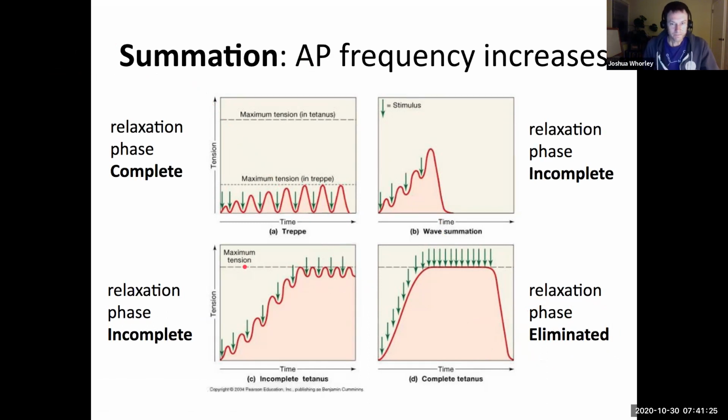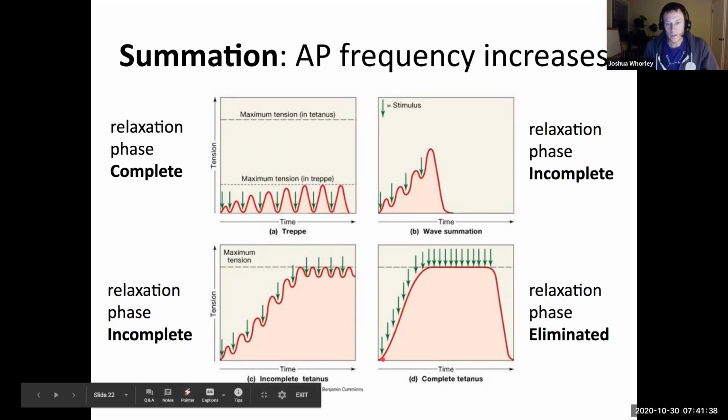So here we are at complete tetanus, right? Maximum tension is tetanus. That's when the muscle is producing the total tension it can. This is when you have eliminated the relaxation phase. Here you haven't even allowed the relaxation phase to occur, because look how you've squished the arrival of the action potentials. Now they're arriving so frequently that we never even get a relaxation phase at all, right?